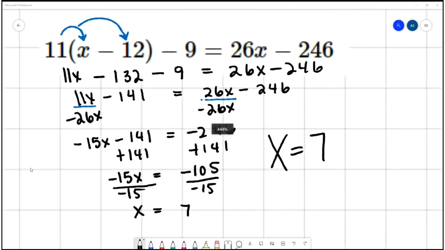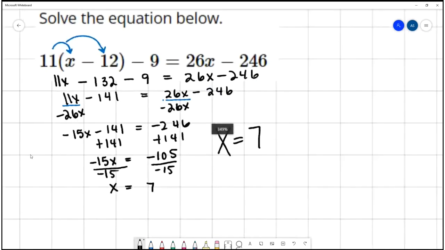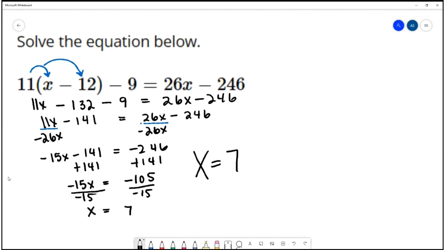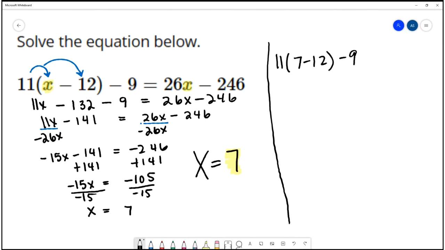Now remember, when you're taking a test, it's always good to take your time and check your answer. So let's do that for this example. What's nice about this is we can check by substituting that solution in for x and checking to see that both sides of the equation are equal. We have 11 times 7 minus 12 minus 9 equals 26 times 7 minus 246.